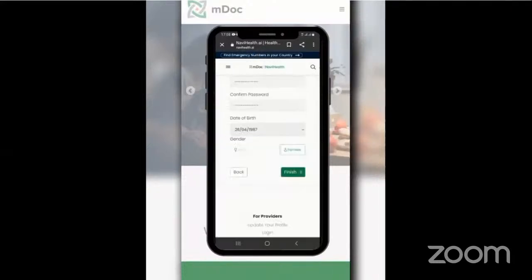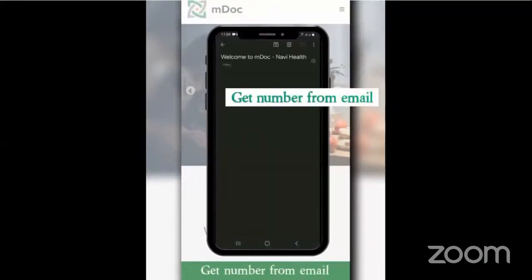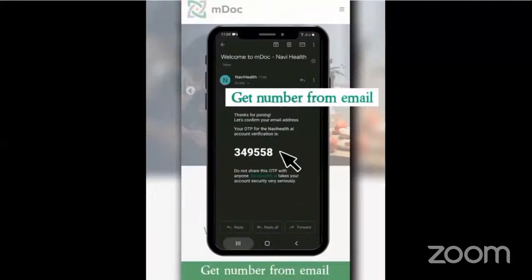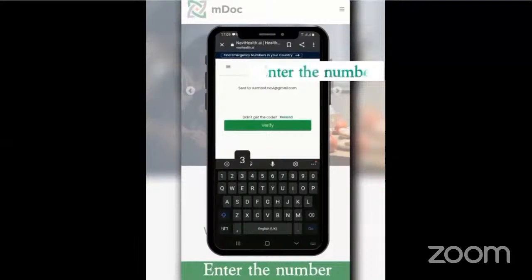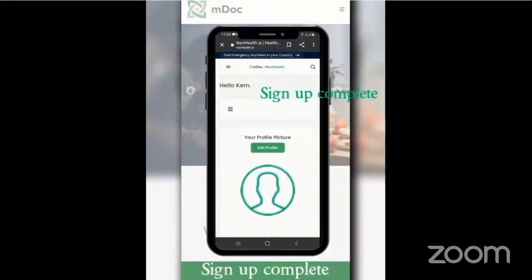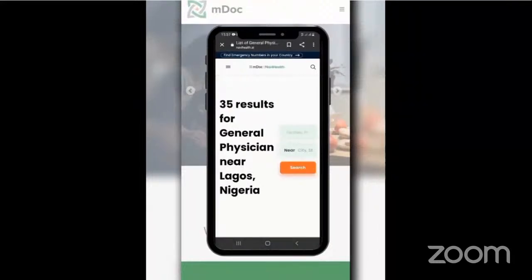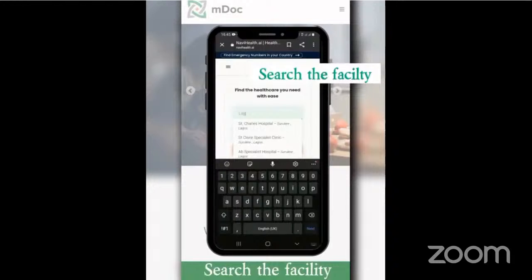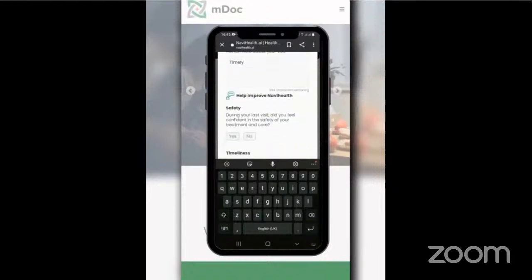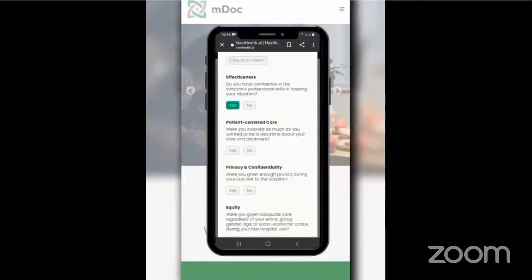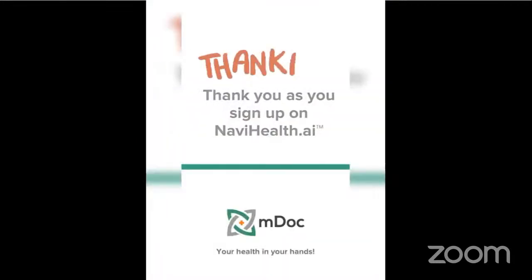Once you have done that, click on the finish button to be redirected to input a 6-digit verification code. Get this code sent to your email or your phone number and click to verify the button to complete the sign-up process to get started on NaviHealth. Once the sign-up process is complete, search for a healthcare service close to your location, and once the result pops up, you can search for a facility close to your location. Once you search for a facility, you can click to leave a review on that facility. Make sure your reviews are 100% authentic and original. Input a display name which is not your profile, and thank you for using NaviHealth.